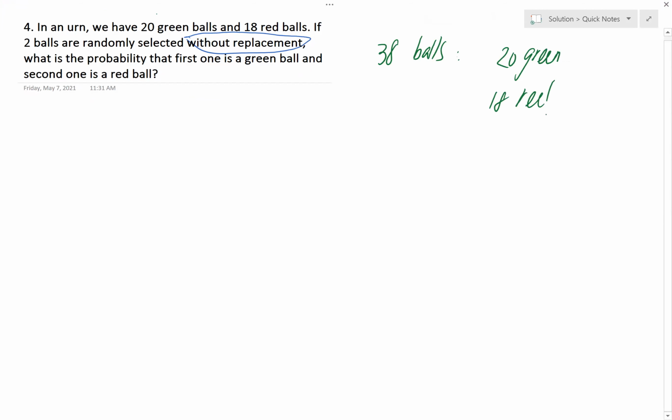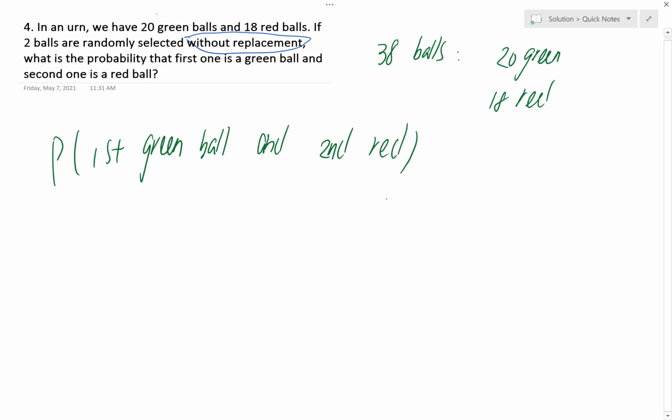Okay, that's the breakdown. Now you want to find out the first one is a green ball, and the second one red. And these 2 events are independent events, right? These 2 events are independent because getting a green ball does not guarantee you're going to get a red ball on the second try. Similarly, getting the first green does not guarantee you're going to get a second green, right? That's why they are independent.